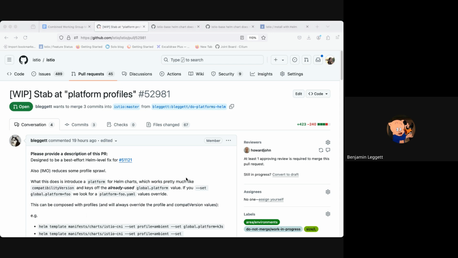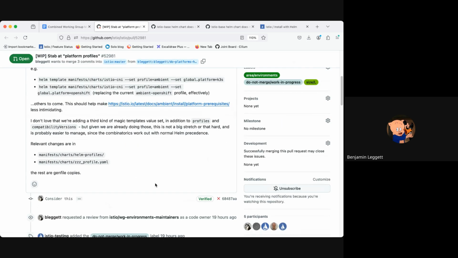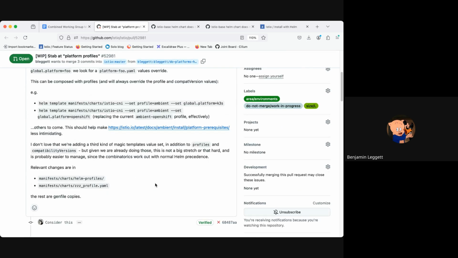This is basically, if you've looked at our platform prerequisites page for ambient, also for sidecar and CNI, but let's just say ambient for now because it's easier. We have K3D, K3S, Minikube, OpenShift. There are certain sets of overrides that we document you have to do for Istio CNI and a few other things. And we already have an ambient profile and an ambient OpenShift profile.